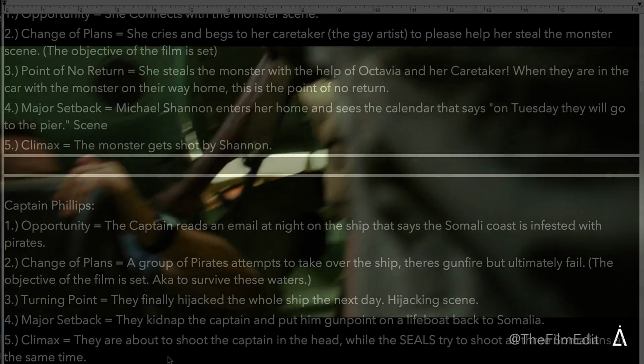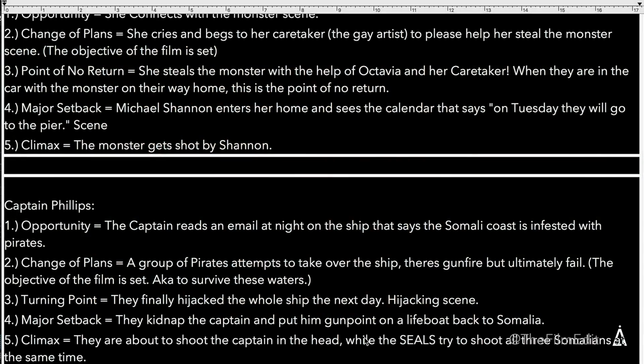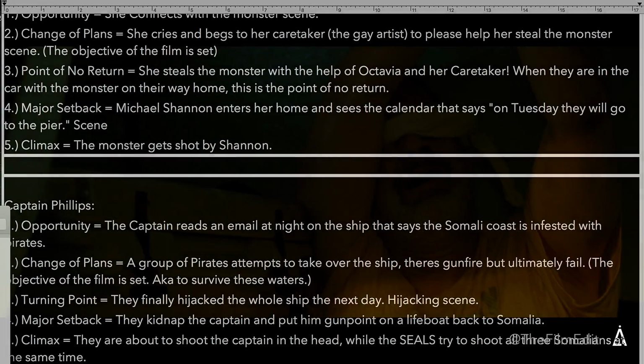And the climax, of course, they're about to shoot the captain in the head while the Navy SEALs try to shoot all 3 Somalians at the same time. So that's, you guys remember that crazy scene.